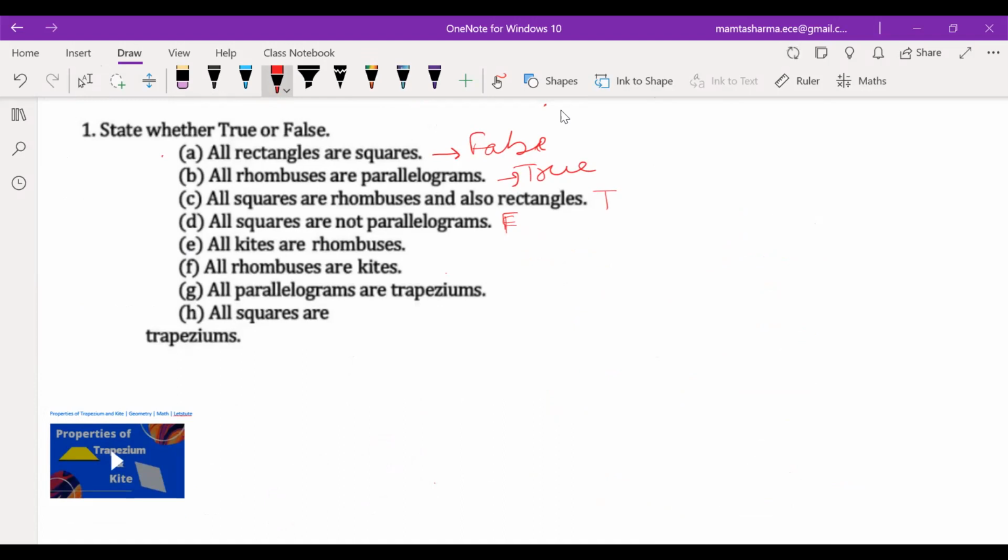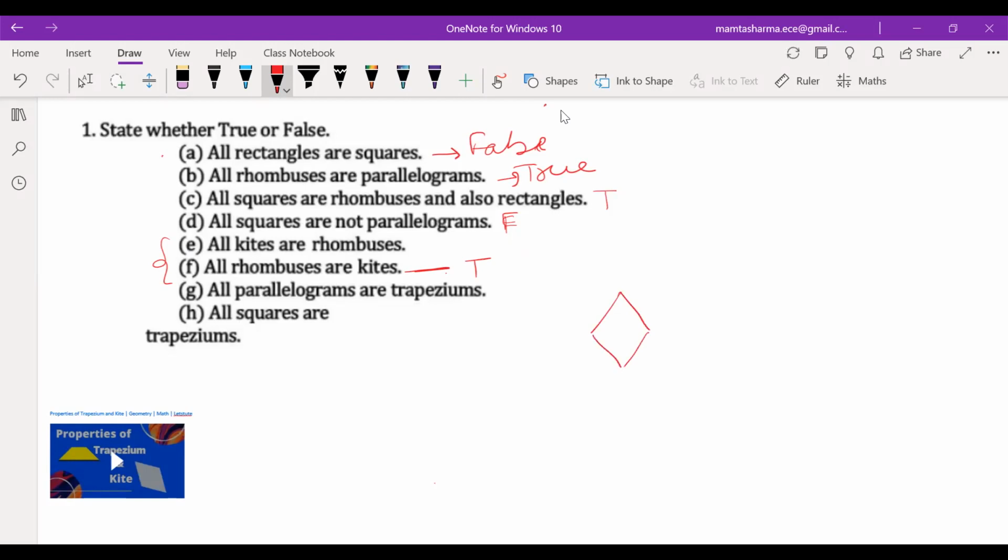All kites are rhombus, or all rhombus are kite? From these two statements, which one is true? The second one is true. Rhombus is a special case of a kite. All kites are not rhombus, but all rhombus are a kite.